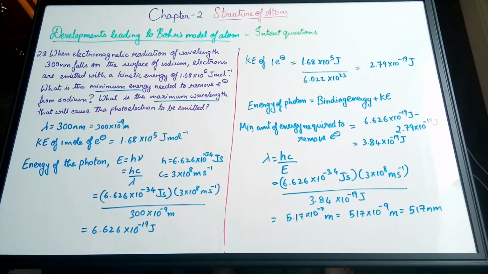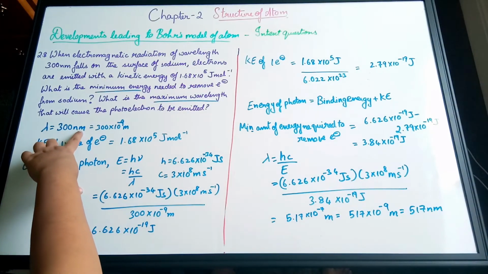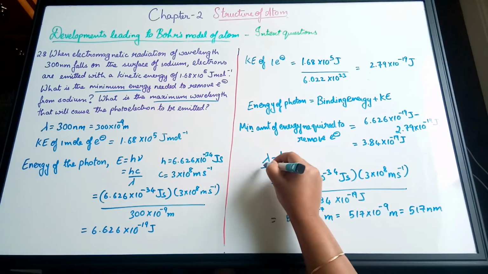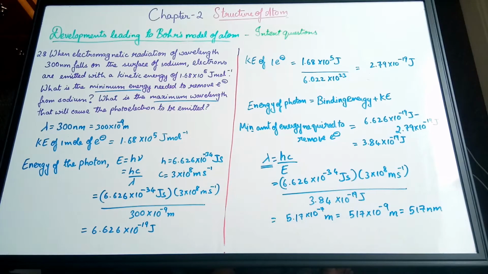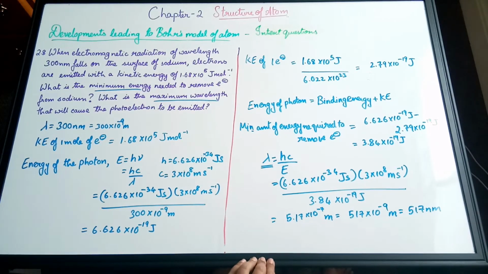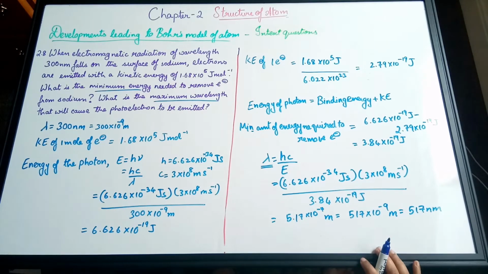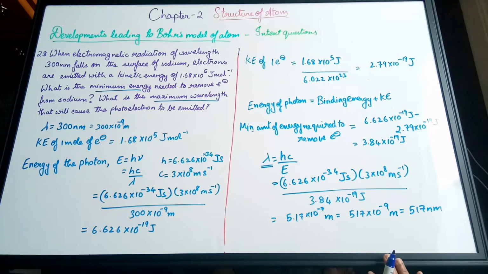So we were given the wavelength of the initial radiation, and this lambda value is the maximum wavelength that is required for the removal of electrons.